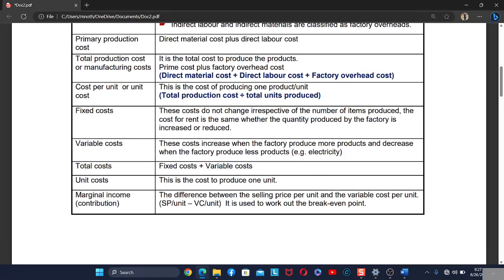It is the total cost to produce the product. Total cost to produce the product. This is going to be the prime cost plus the factory overheads. So actually, the prime cost here is the addition of the direct material plus the direct labor. So total cost of the production, right?